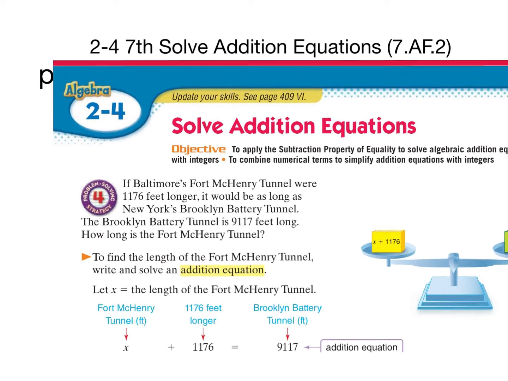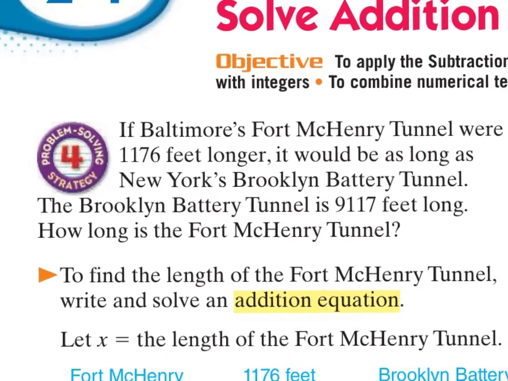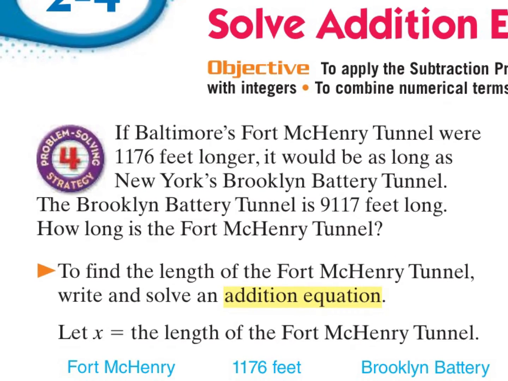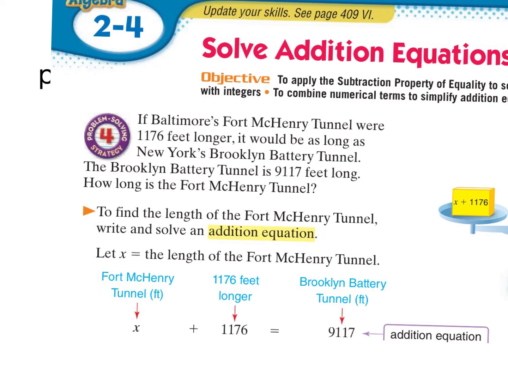If you look at this problem, it says Baltimore's Fort McHenry Tunnel, if it were 1,176 feet longer, it would be as long as New York's Brooklyn Battery Tunnel. The Brooklyn Battery Tunnel is 9,117 feet long. How long is the Fort McHenry Tunnel? Okay, so from that we can see that the Brooklyn Battery Tunnel is actually the longer tunnel.